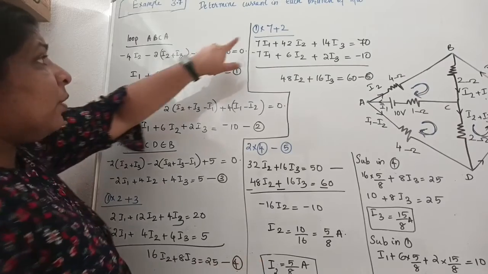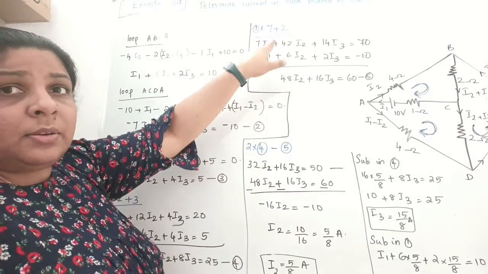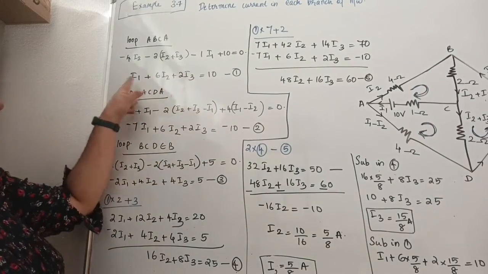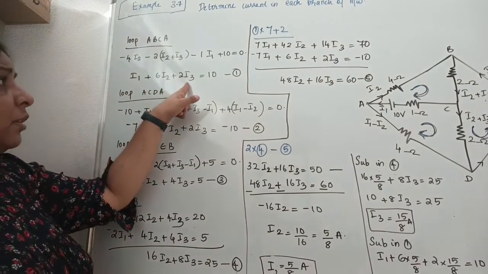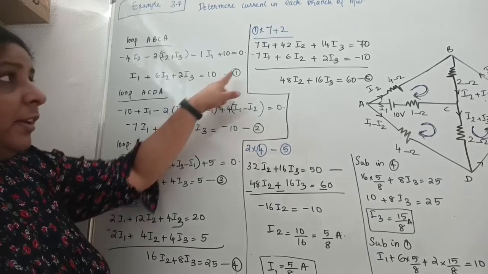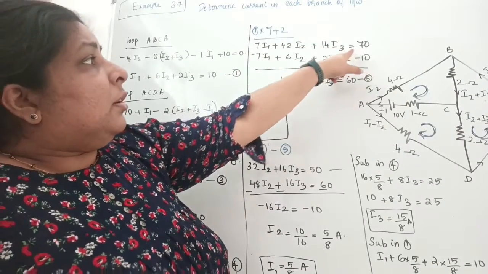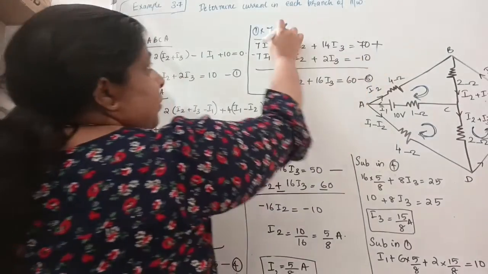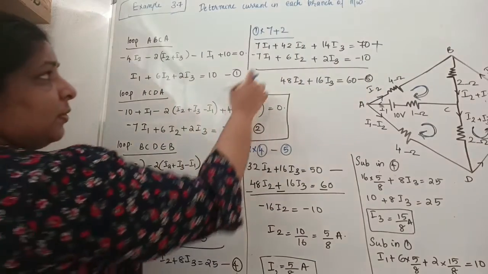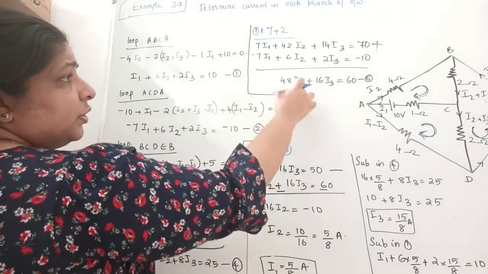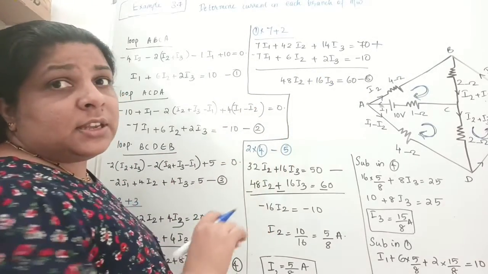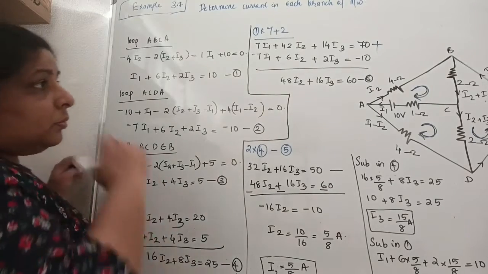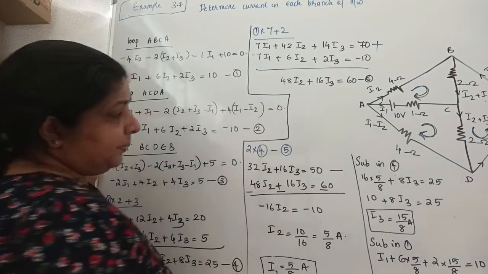So what I'll do is first equation into 7 plus the second equation. First equation into 7 means 7I1 plus 42I2 plus 14I3 is equal to 70. That is first equation into 7 plus the second equation. When you add, the 7I1 terms cancel, and you will be getting 48I2 plus 16I3 is equal to 60. Now that is equation number 5.